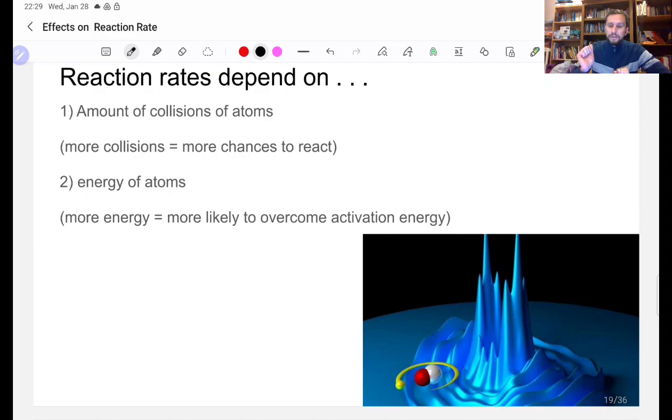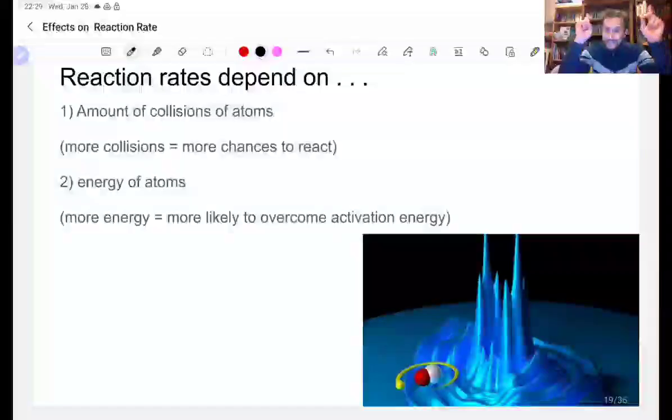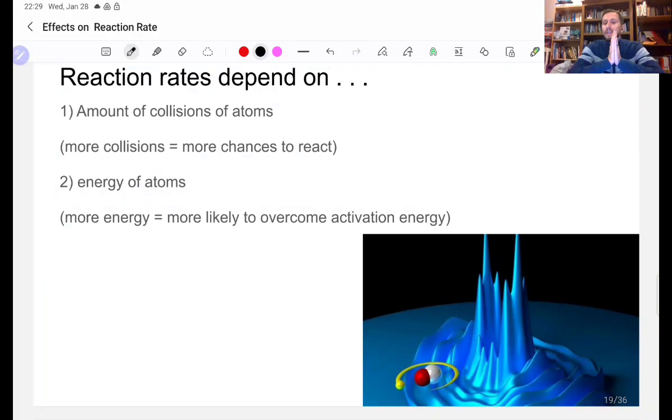And the higher the energy of the atoms, the more likely they hit each other with enough force to react. Because if they don't have enough energy, if you recall from last lesson, activation energy, pause this video. After I ask this, tell the person next to you, what is activation energy? Pause this video.